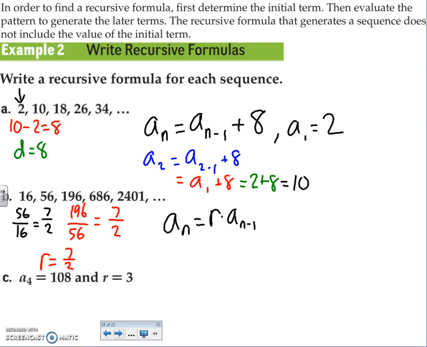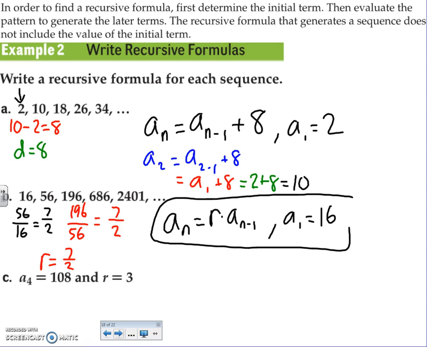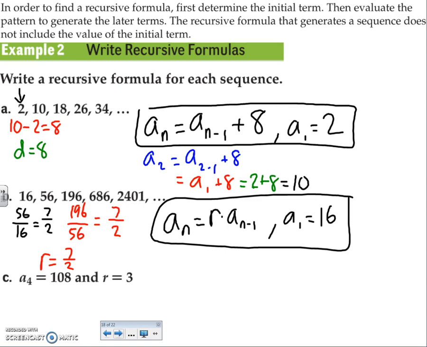Now I have to give you the initial number, and that is a sub 1 equals 16. So here's the equation for the second one. Here's the equation for the first one. Let's box it in. We can plug in to check, but I'm not going to.